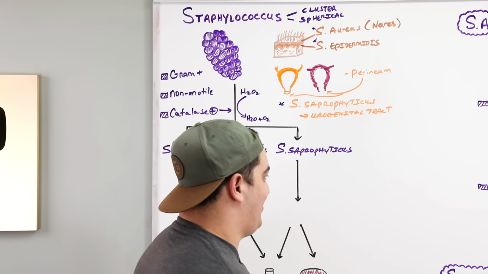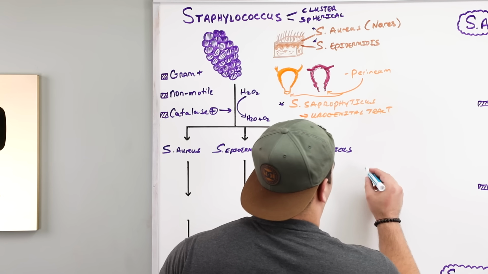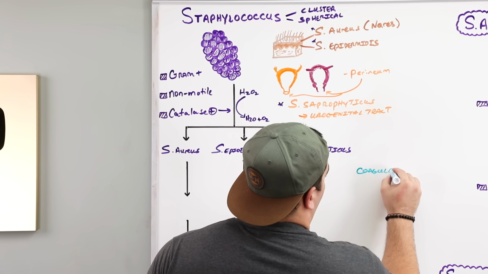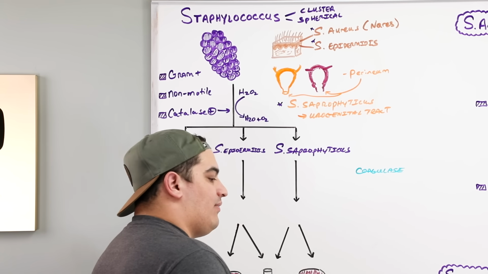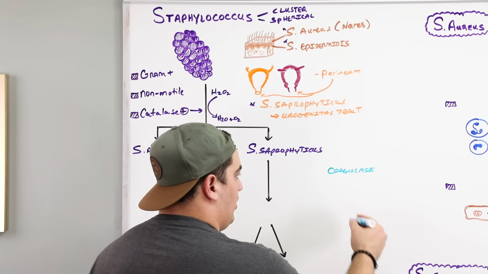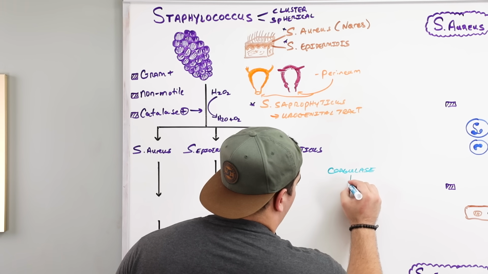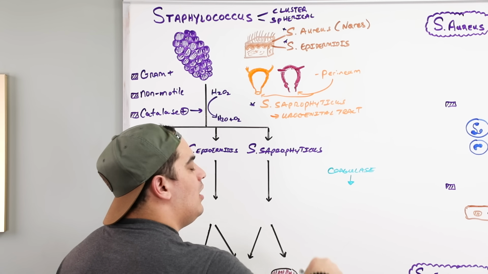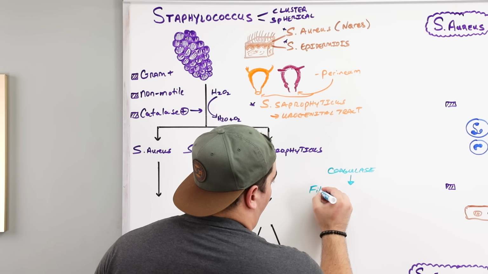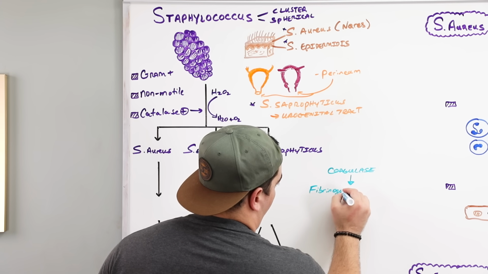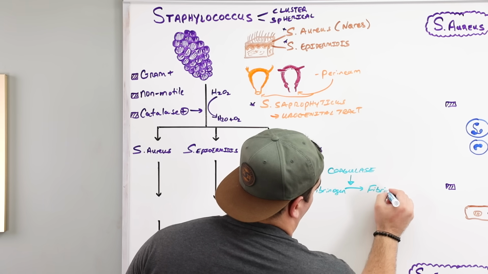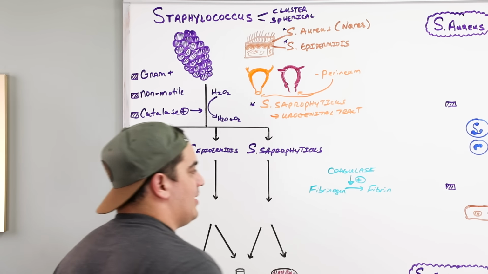We use another test. That's called a coagulase test. Coagulase is a very interesting enzyme. It's kind of like a prothrombin type of molecule. Basically, coagulase helps in the process of converting a particular molecule called fibrinogen into fibrin. Okay, so coagulase will stimulate this process.